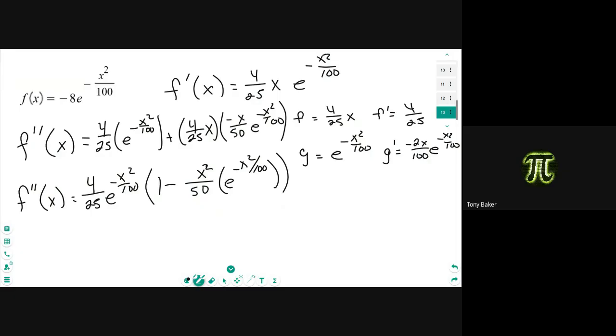All right. So where's the concavity for this one? So this part can never be 0, so I don't have to worry about that part. So I just literally have to worry about this piece.